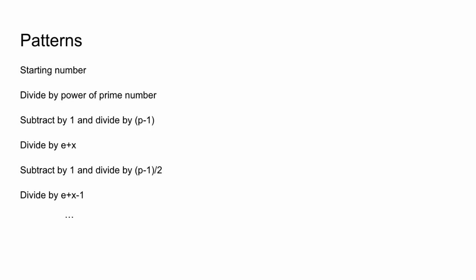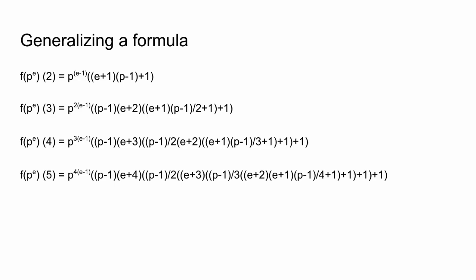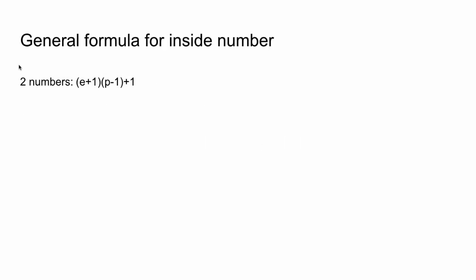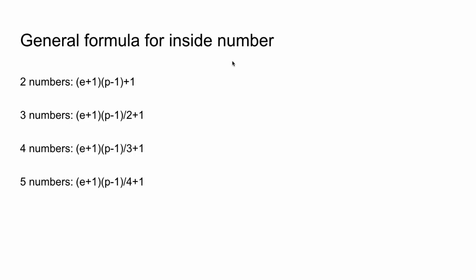Based on this information, we can now create one big generalized formula to calculate f of p to the e for any number of numbers. First, let me put the formula for f of p to the e for each number of numbers on the screen. Now, the first thing I want to do is generalize the formula for the inside number we always get, right? So for 2 numbers, it looks like this. For 3 numbers, it looks like this. For 4 numbers, it looks like this. For 5 numbers, it looks like this.